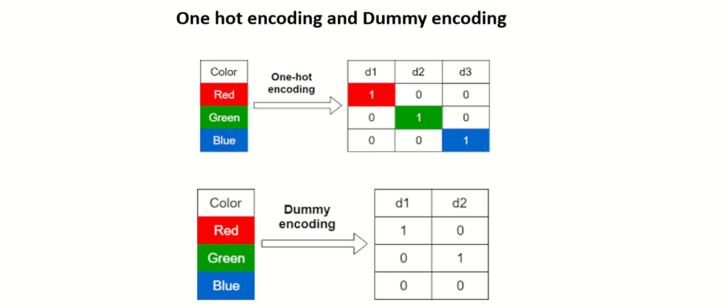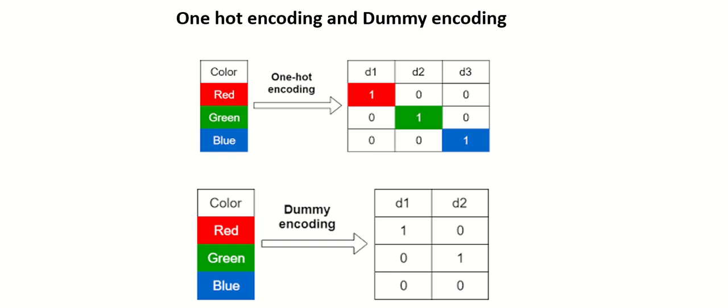Dummy encoding is used to turn categorical values into a format that can be provided to machine learning algorithms, but here's a little twist. In one hot encoding, we used three columns for three categories. However, dummy encoding is more efficient. It uses one column less. But why? The answer is because the missing column can be inferred from the others.